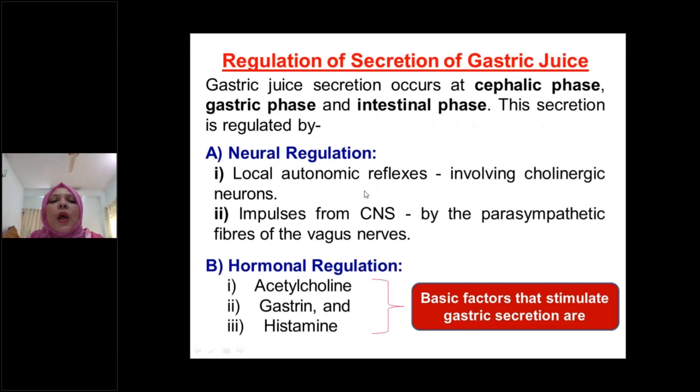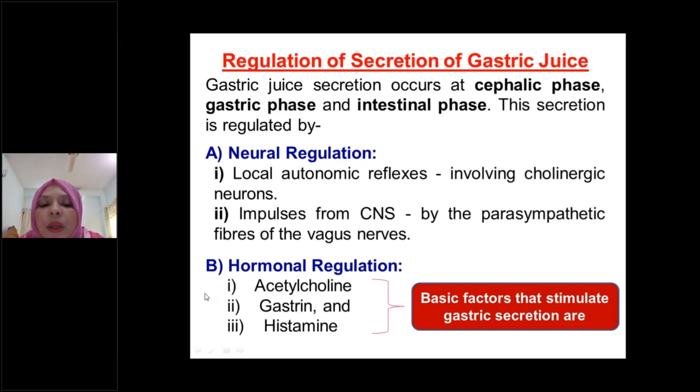Neural regulation: local autonomic reflexes involving cholinergic neurons, that is by acetylcholine, and impulses from the CNS by the parasympathetic fibers of the vagus nerve. Okay, this is the neural regulation. And hormonal regulation: the basic factors that stimulate gastric secretions are acetylcholine, gastrin, and histamine. Hormonal regulation mainly occurs by acetylcholine, gastrin, histamine. These three are the basic factors that stimulate gastric secretion.